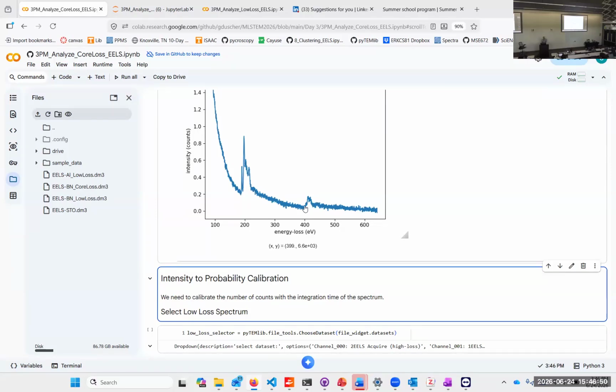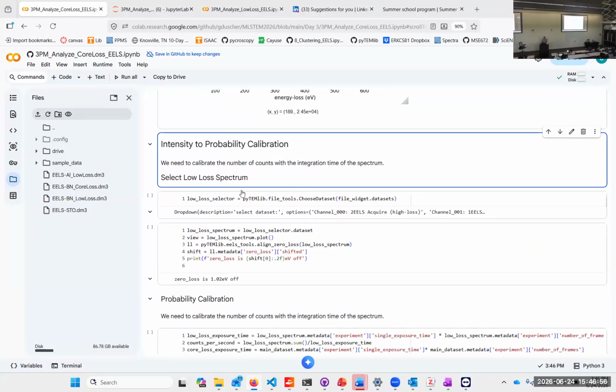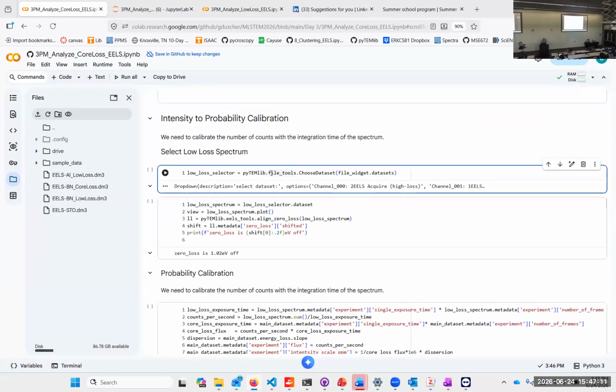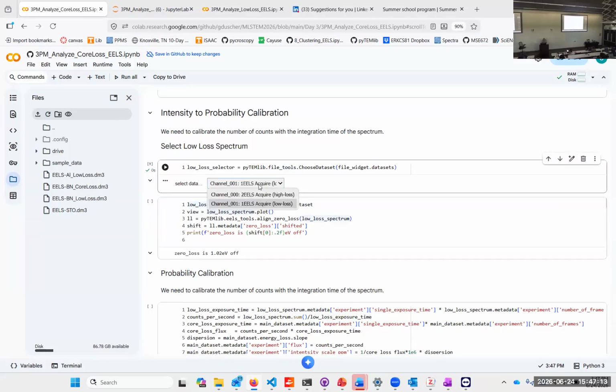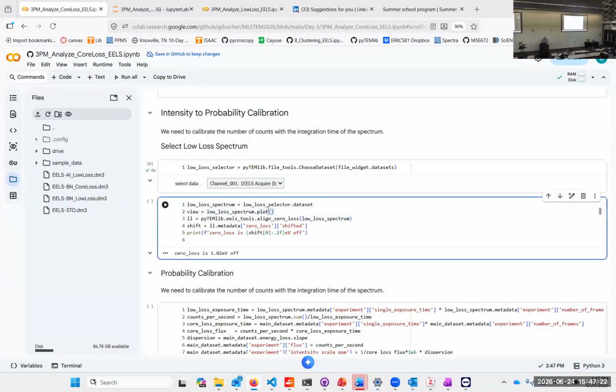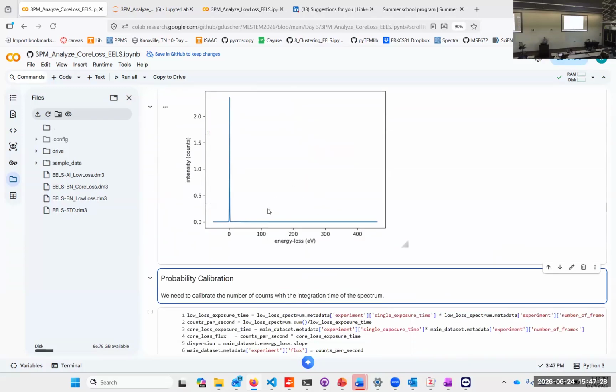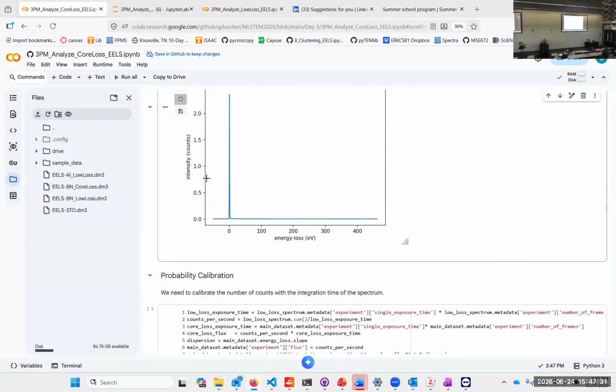So we now have nitrogen at 400 and boron at 188. The next thing is we want to divide our spectrum by the number of incident electrons. For that, we need a low-loss spectrum. We have two spectra in this dataset dictionary, and I'm using the low loss for that. It is acquired together with that spectrum. Let's look at how that looks.